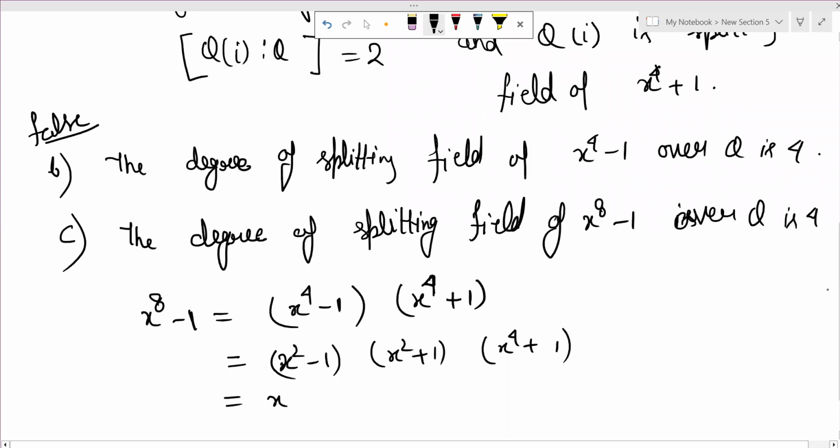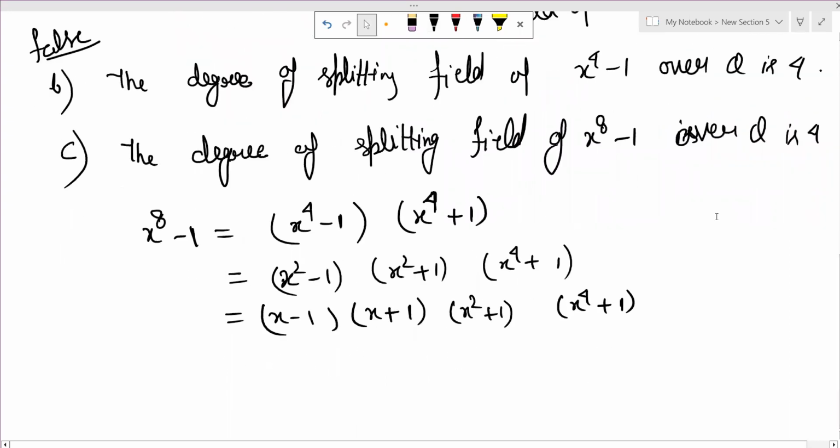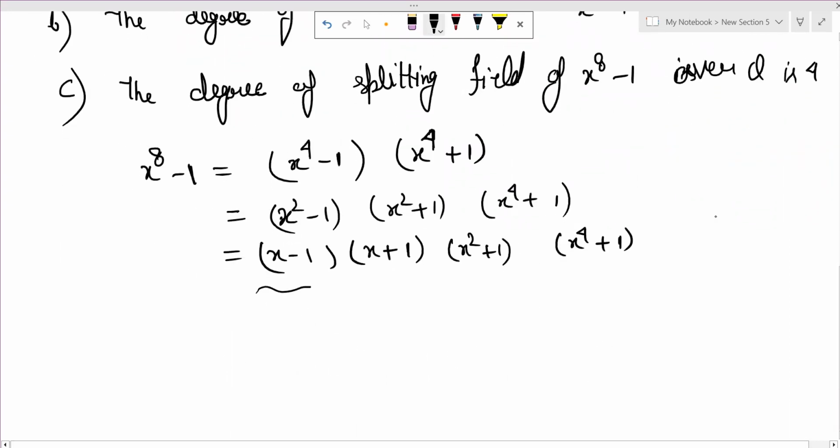This you can further reduce: x plus 1, x minus 1, x square plus 1, x to the power 4 plus 1. Now see, these first two factors are already present over Q. So for adding these roots, you need not add anything over Q. So these roots, this x square plus 1 roots, and x to the power 4 plus 1 roots, you need to add.